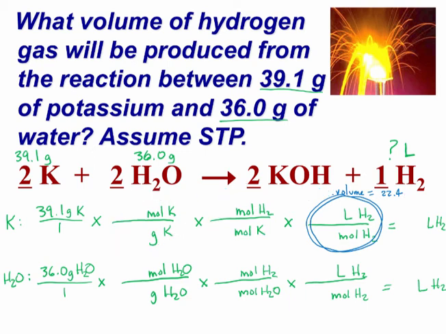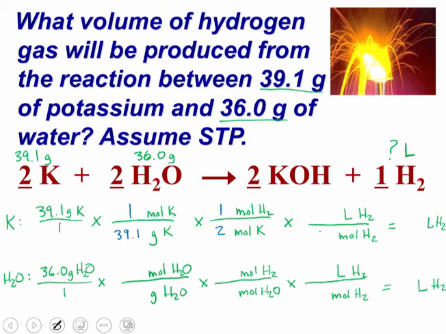Now, let's put in those numbers. For potassium, it's 39.1 grams per mole. The mole ratio is 2 moles of potassium for 1 mole of hydrogen. The molar volume is 22.4 liters per mole. And in the second calculation, the molar mass of water is 18 grams per mole. 2 moles of water react for every 1 mole of hydrogen. And then the molar volume, which is 22.4 liters per mole.